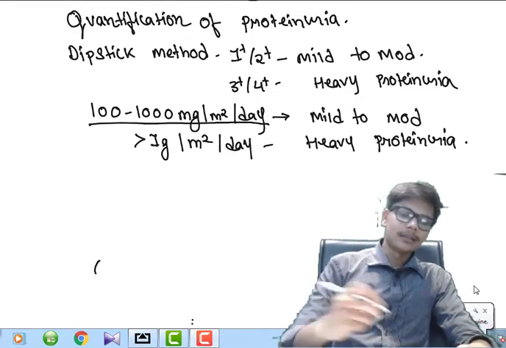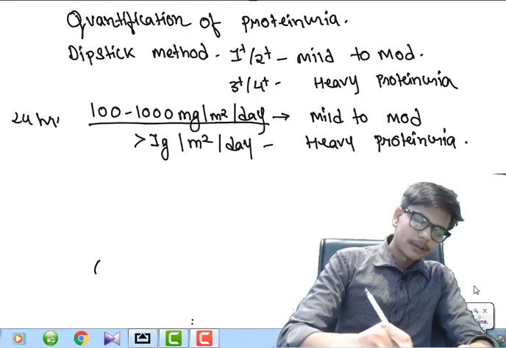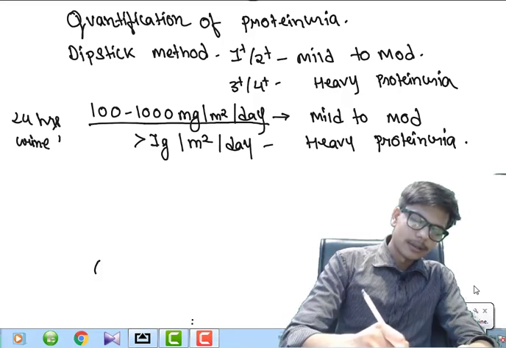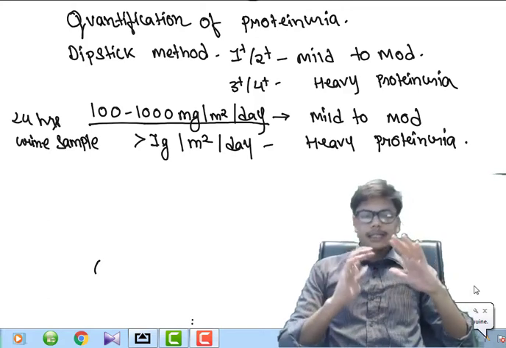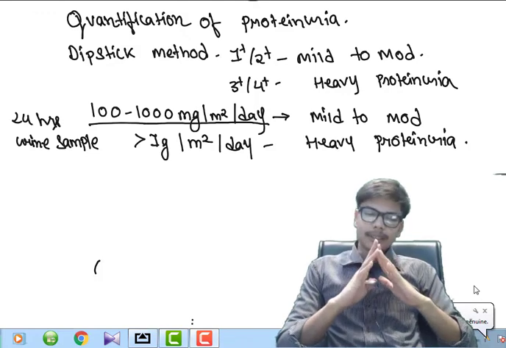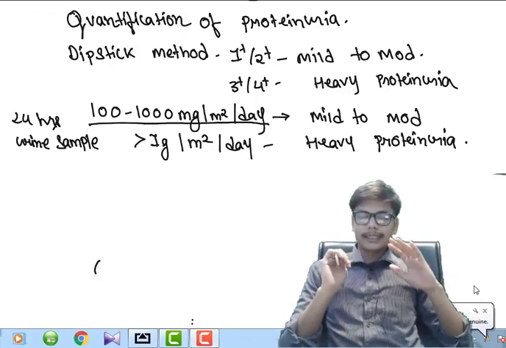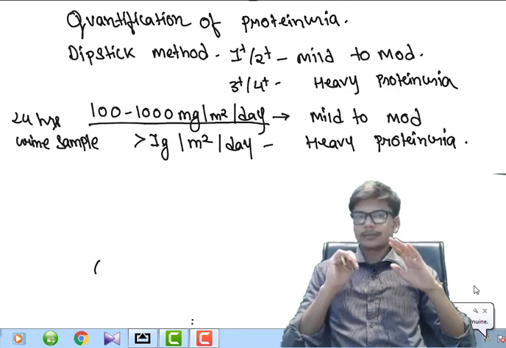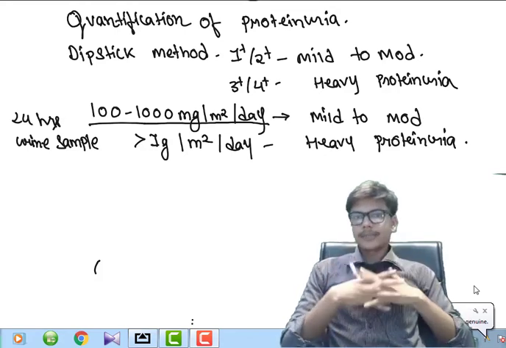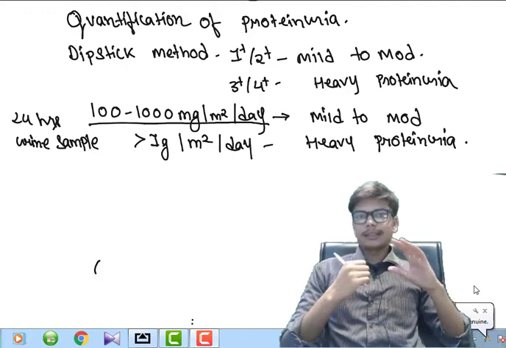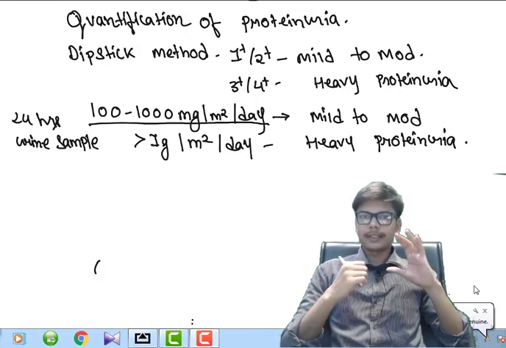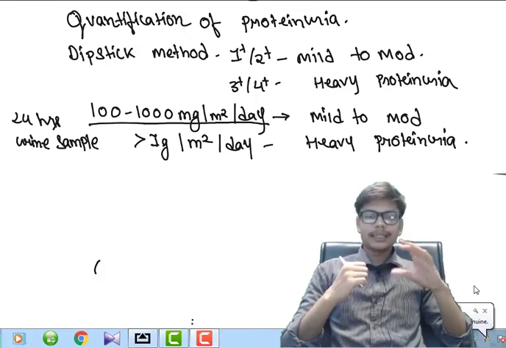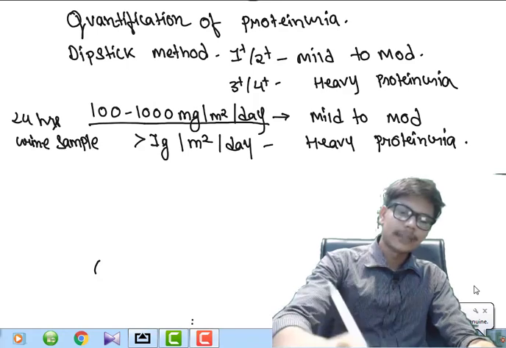But it is very difficult to take a 24-hour urine sample. In a 24-hour urine sample, the value in between 100 to 1000 milligram per meter square per day is known as mild to moderate proteinuria. If it is more than 1000 milligram per meter square per day, it is heavy proteinuria. But it is practically impossible to take a 24-hour urine sample and measure the amount of protein present in it. So we have a simple technique known as protein to creatinine ratio.